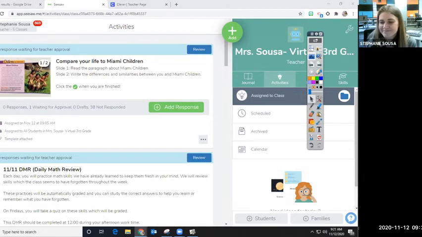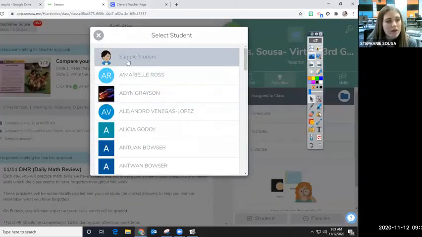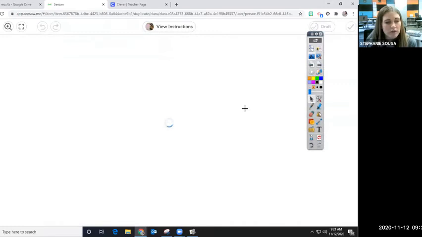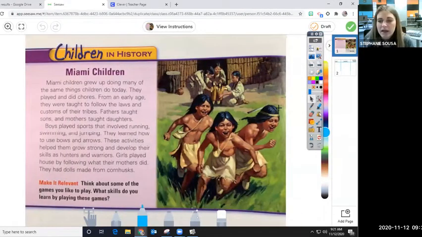All right. We are going to read the paragraph about Miami children. You are going to write differences and similarities between you and Miami children. Now, these directions were kind of goofy, and we didn't tell you exactly how many I want you to have, so I'm going to ask you to put some specific numbers. So on slide 1, this is the paragraph that you are going to read, okay? Go ahead and go to slide 2.